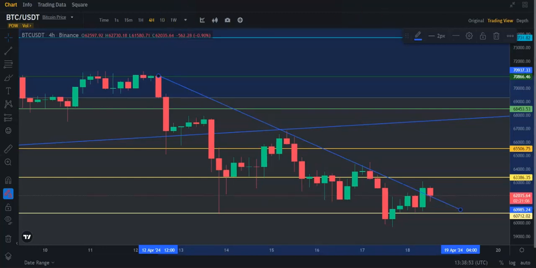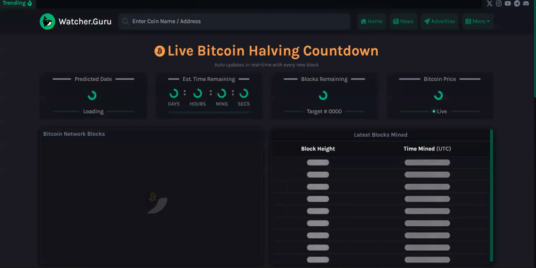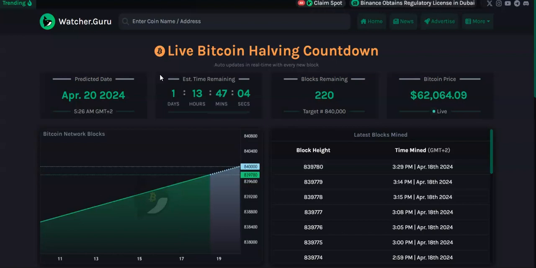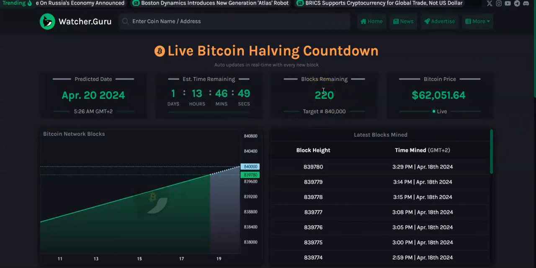And anyways, the Bitcoin halving, if we're going to look at this real quick, it's 1 day and 8 hours. It appears at about 5:26 in the morning Czech time on Saturday, Bitcoin will have its halving. So yeah, there's only 220 blocks remaining, and we'll see, guys. Don't expect a big push with Bitcoin immediately. Probably you're going to see sideways action for at least a month or so.